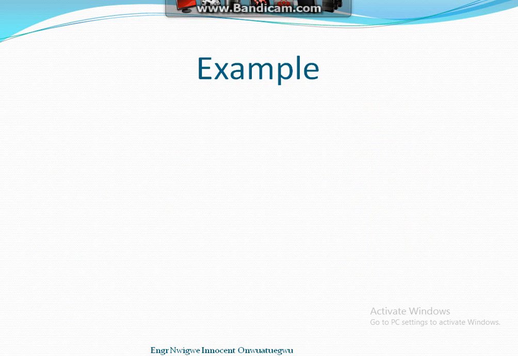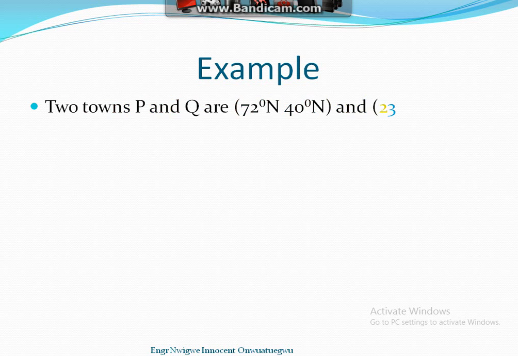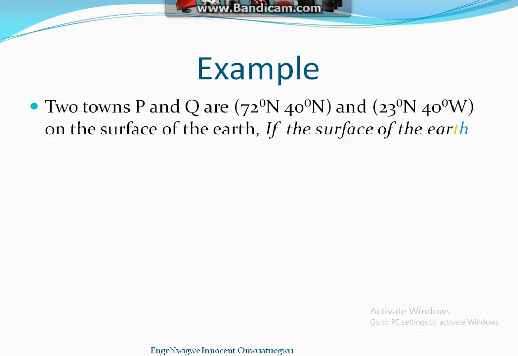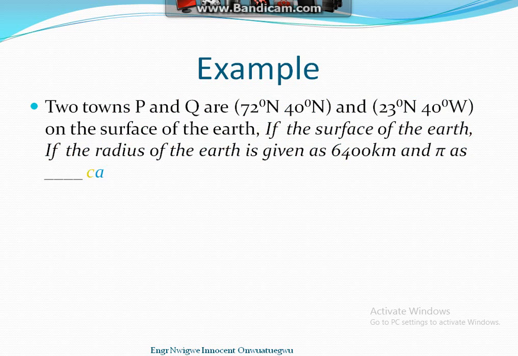Example. Two towns P and Q are at (72 degrees north, 40 degrees west) and (23 degrees north, 40 degrees west) on the surface of the earth. If the radius of the earth is given as 6,400 kilometers and pi equals 22/7, calculate the distance PQ.